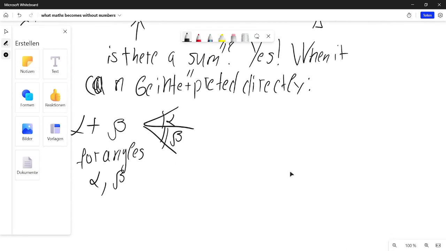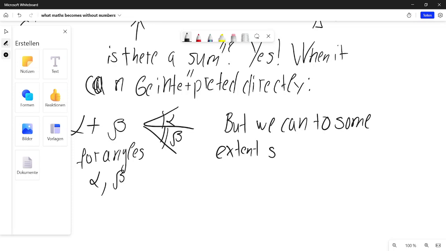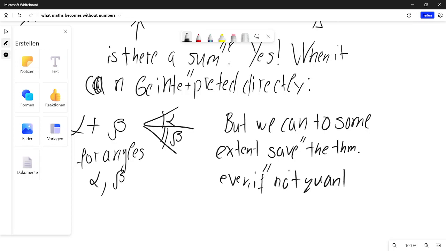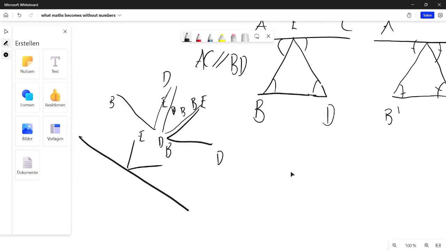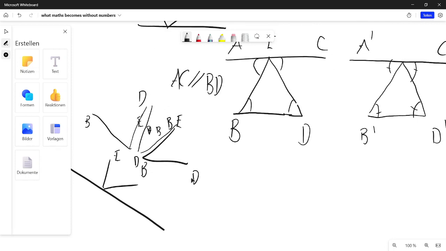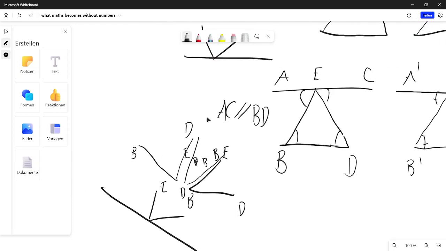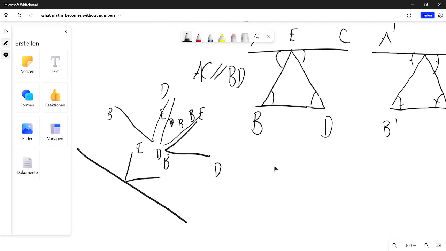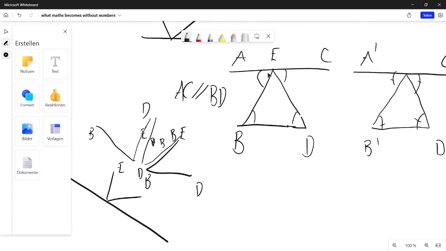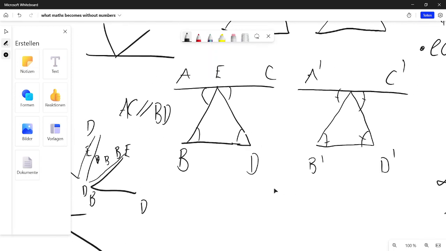So, but we can to some extent save it, even if not quantitatively. So that is some certain calculations of some sorts we will be able to do. We can also do minus in some way. Yeah. But we see that it will be difficult to write down because we would have to depict or think of that in that way of putting that together and things like that. Okay.